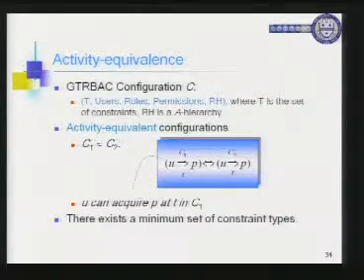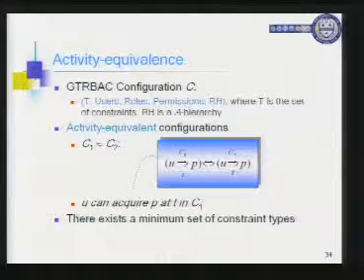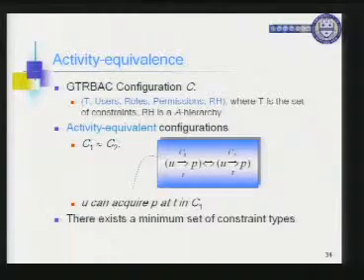And we use this notion of activity equivalence. If C1 and C2 are two configurations, which have user set, role set, permission set, and role hierarchy as defined, as well as a set of constraints to enforce a particular policy, you could represent the same thing in two different configurations of this tuple. That is, you have C1 and C2. They are said to be A equivalent if a particular user can acquire a particular permission in C1 if and only if he can do the same thing in the other configuration. So they are essentially equivalent.